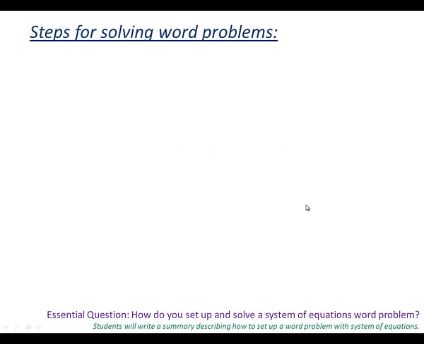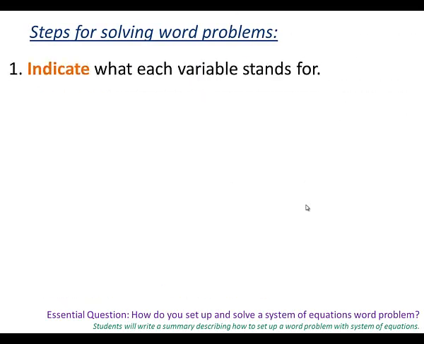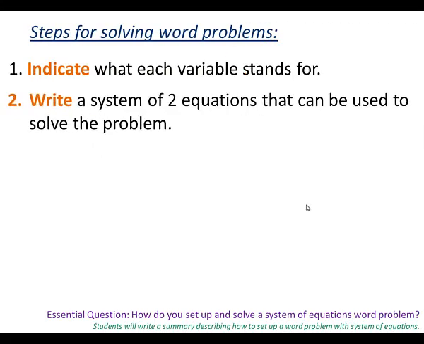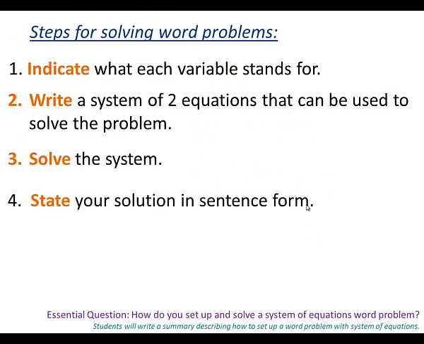So, steps for solving word problems. I think you have to fill in some blanks. So there's the first one: indicate what each variable stands for. Or is that already in there for you? It's already there? Awesome. Maybe underline or highlight the word that I bolded there. Write a system of two equations that can be used to solve the problem. So you've got to decide what the variables mean, write a system of equations, solve the system, and then state your solution in sentence form. I'm not so worried about you putting it in sentence form, but you should probably label something because it is a word problem.